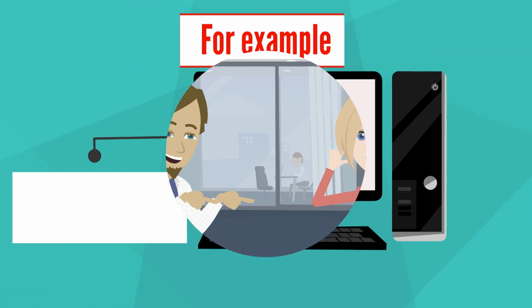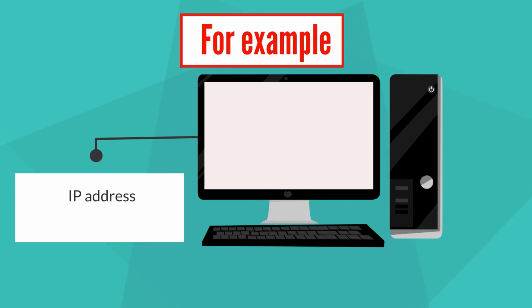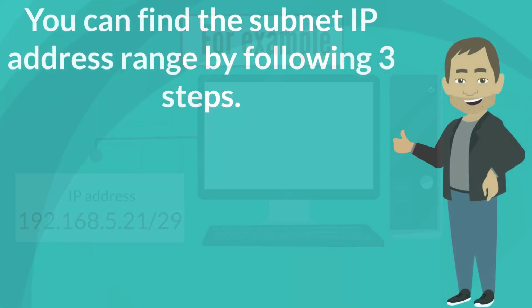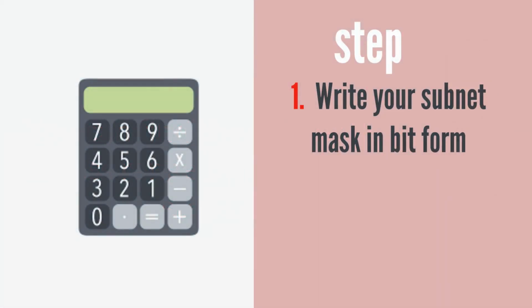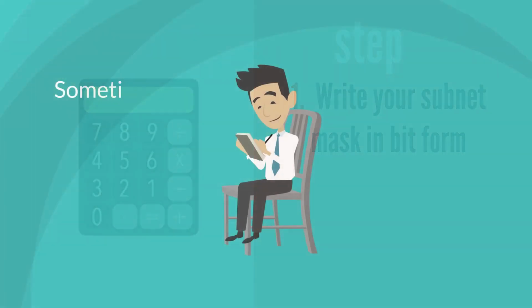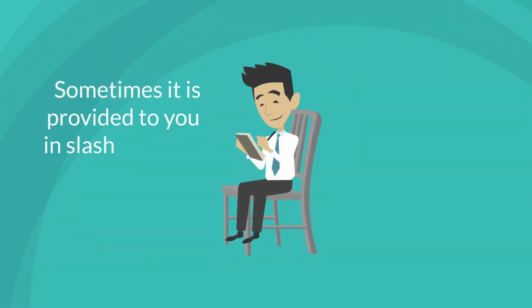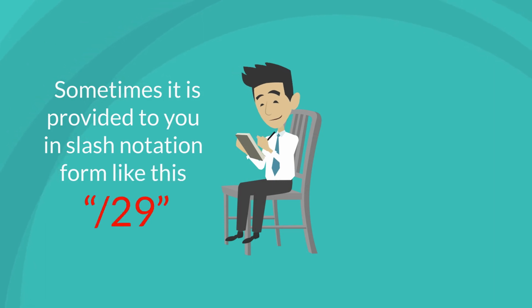For our example, let's say your device has an IP address of 192.168.5.21 with a /29 subnet. You can find the subnet IP address range by following 3 simple steps. The first step is to write your subnet mask in bit form. For every subnet calculation, you will be given a subnet mask. Sometimes it is provided to you in slash notation form like this, /29.